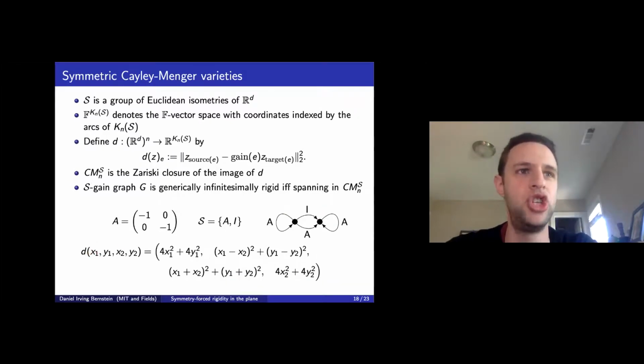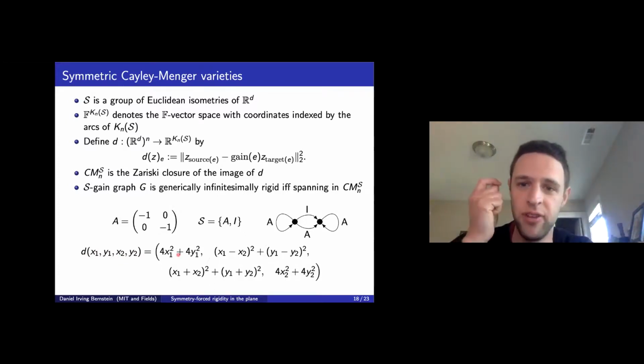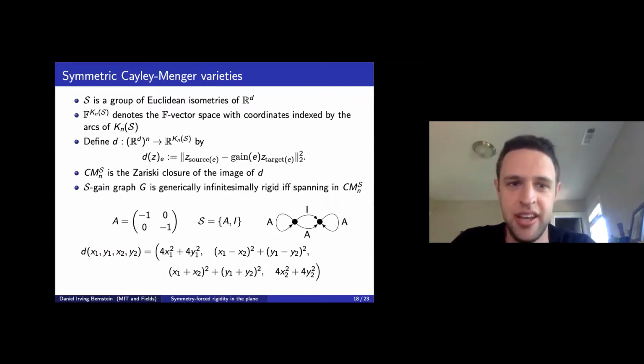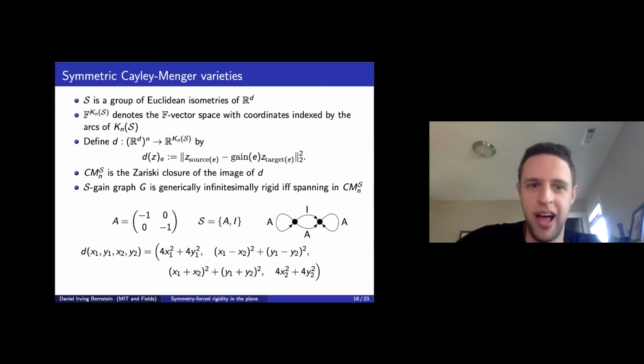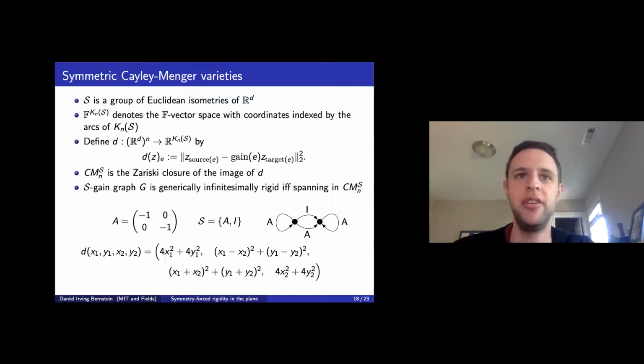D of 2 points in 2-dimensional space is just what I get when I take every pair of points and then every gain label, and then just look at the distance between one of the points and then that gain applied to the other vertex. So for example, here is what I get for one of the loops. I take my first point, x1, y1. This is the distance between that and the thing I get when I apply this matrix to it. This entry corresponds to this arc.